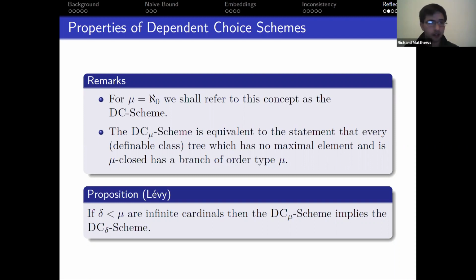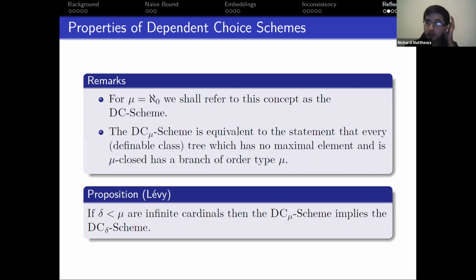And as I said before, the DC mu scheme is equivalent to the statement that if I give you a definable class tree, which has no maximal element and is closed under sequences of length mu, then I can find a branch of order type mu. And one of the nice properties of this, which is not at all obvious from the definition, is a proposition by Levy from 1964. He proved this in the set case, and the exact same proof works here.